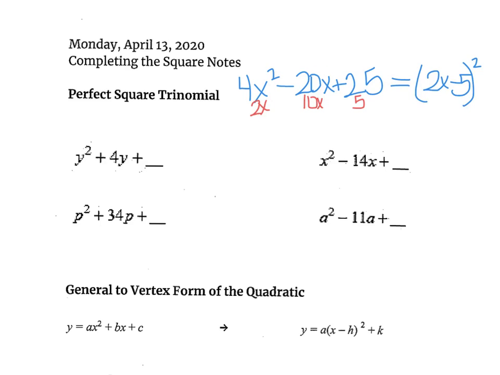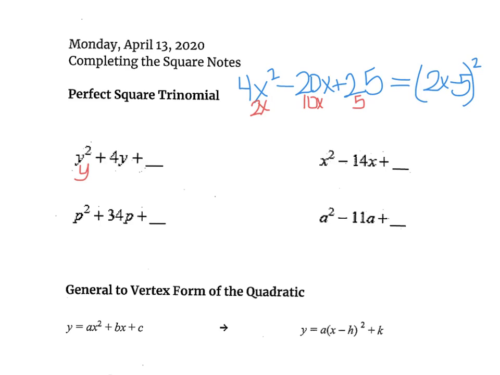Let's undo all of that. Let's take that middle. What was doubled? 10x. Where did 10x come from? 2x and 5. And then 5 gives us 25. That's the process we're going to use over here. What do we square to get y squared? Well, that's easy. That's just a y.